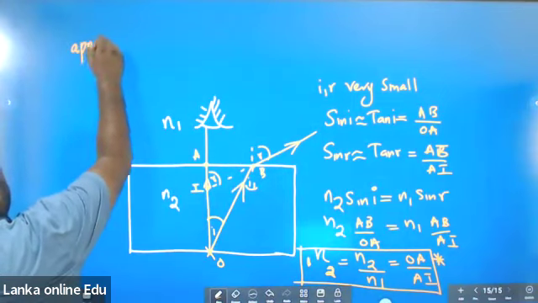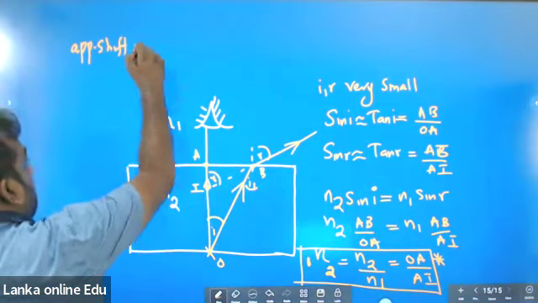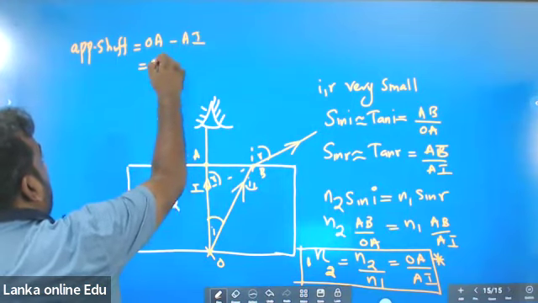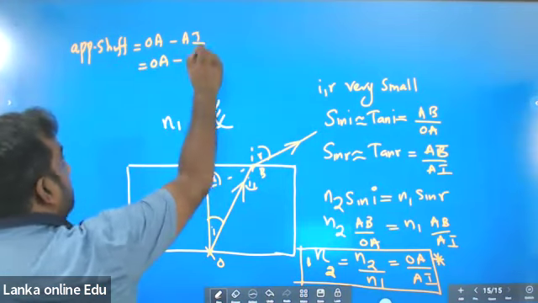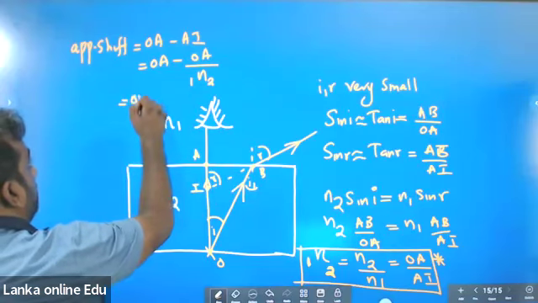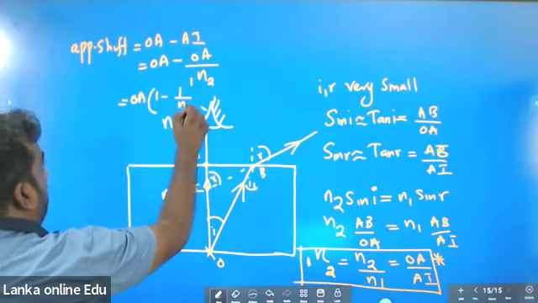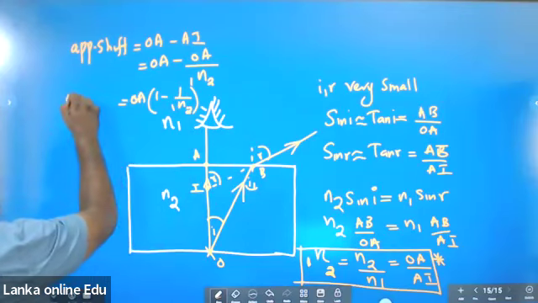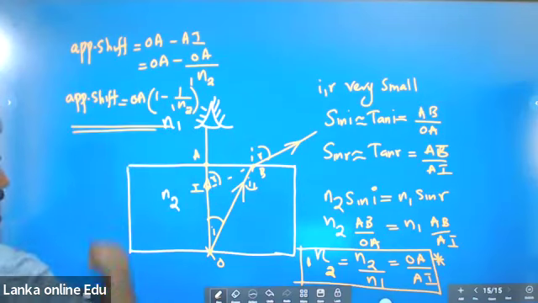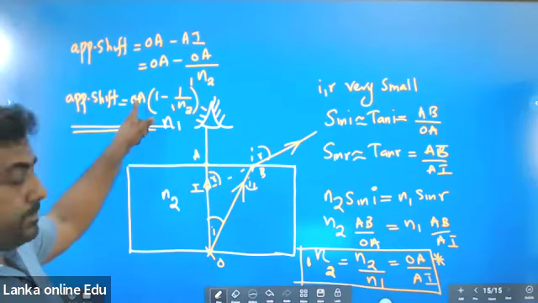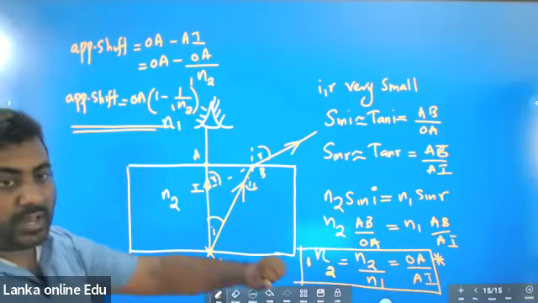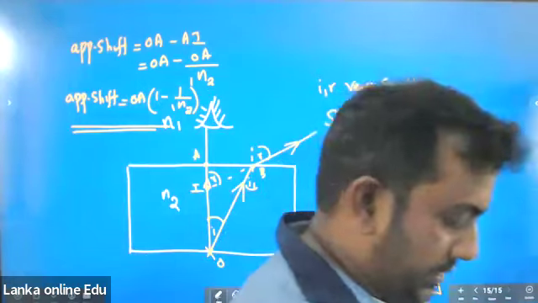So the apparent shift we can finish at once. That is equal to OA minus AI. OA minus AI means OA minus OA over the refractive index of the denser medium with respect to the rarer medium. So the apparent shift is real depth times 1 minus 1 over the refractive index of the denser medium with respect to the rarer medium. Okay, right. Write it.